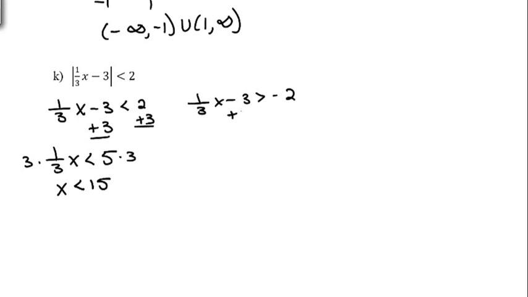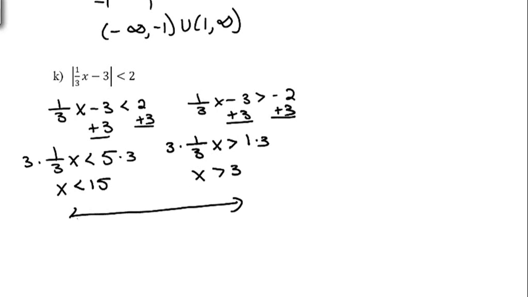Over here, we add 3 to both sides. We get 1/3 x is greater than positive 1, and then multiply by 3. It gives us x is greater than 3. Put the two numbers on our number line. The first one says x is less than 15, round bracket to the left. The next one says x is greater than 3, so that's a round bracket and everything to the right. And so it's going to be this inner interval from 3 to 15.